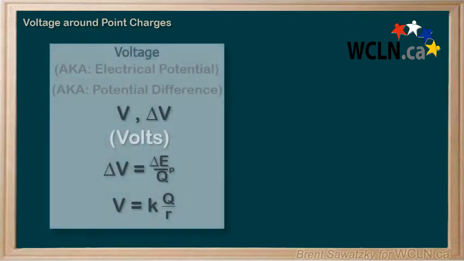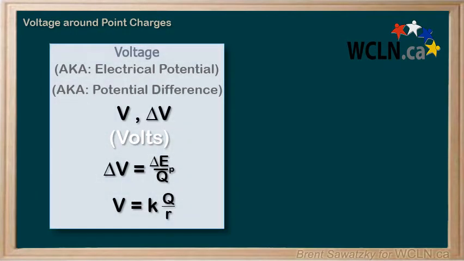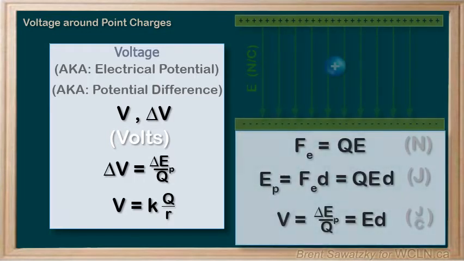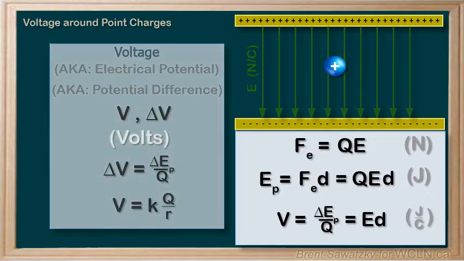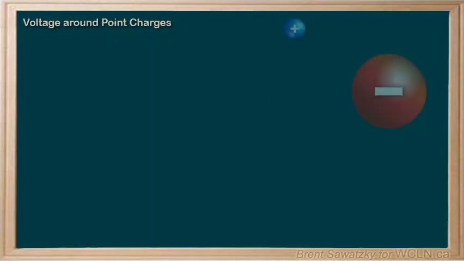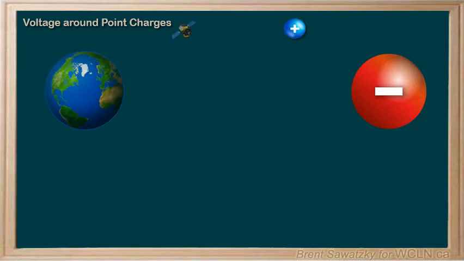At this point, we've looked at voltage generally, and then we also considered voltage within a uniform electric field, for example, between two voltage plates. In this tutorial, we'll look at voltage in regions around point charges, or charged particles. Again, we'll use a gravity analogy, but this time the analogy will involve the Earth and a satellite, point masses representing our point charges.